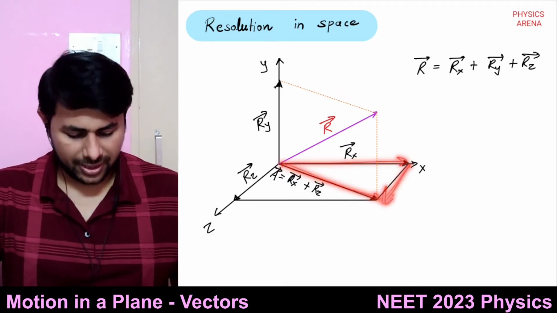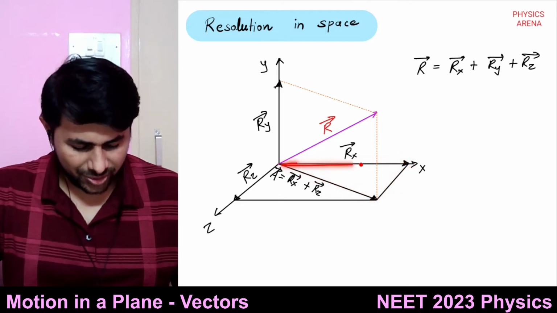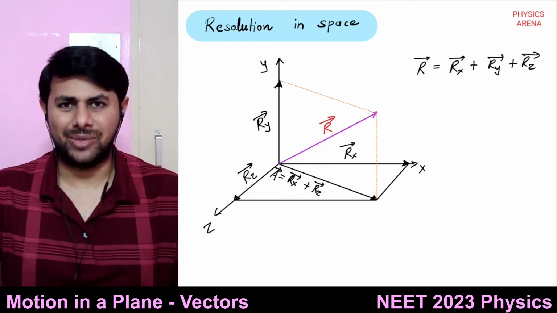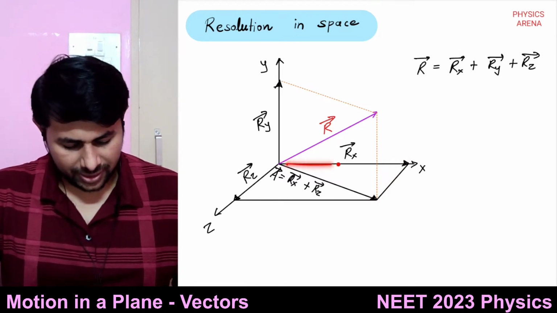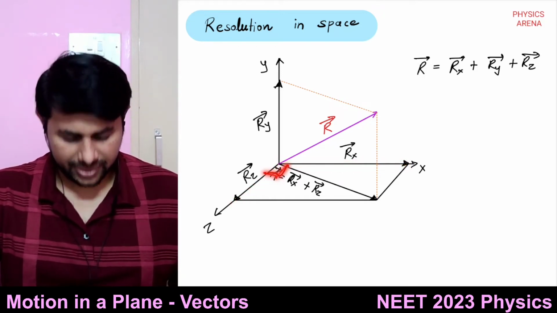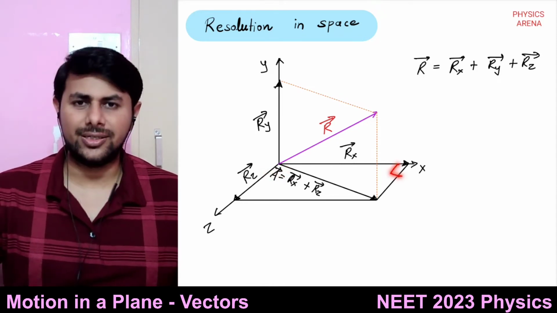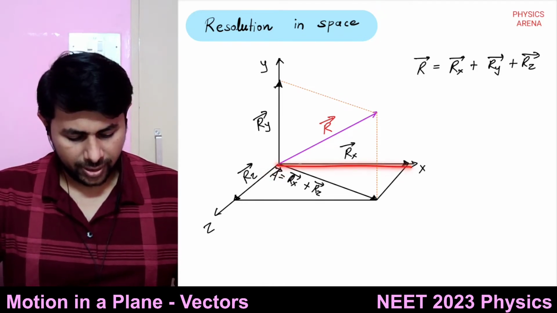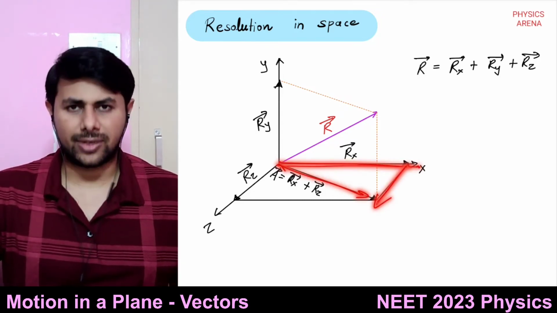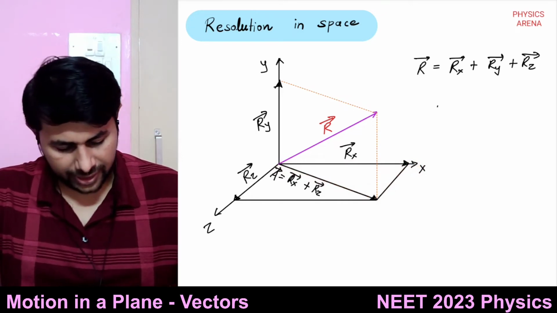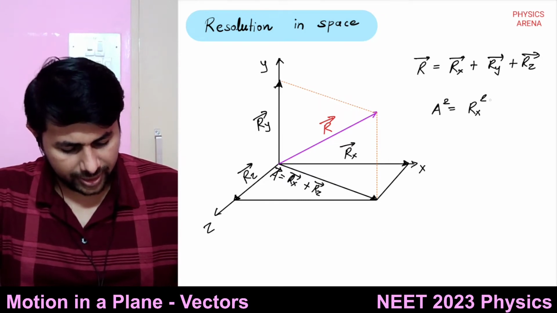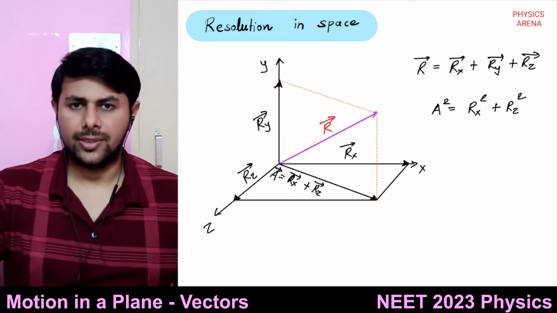So this vector A bar is equal to Rx bar plus Rz bar. And the angle you see is not the actual angle, because this is a 3D diagram drawn on 2D paper. How much is the angle between Rx and Rz? It's 90 degrees. It doesn't look like 90, but it is 90 degrees. So you get Rx square plus Rz square equals this vector square, A square. That means A square is equal to Rx square plus Rz square.